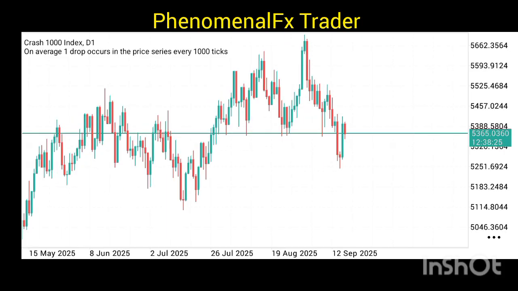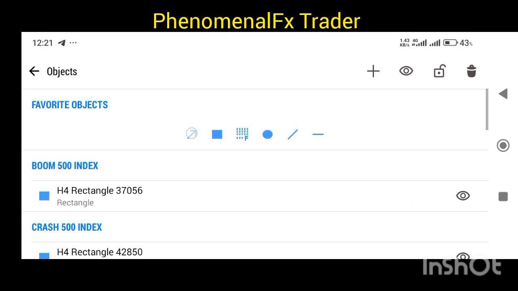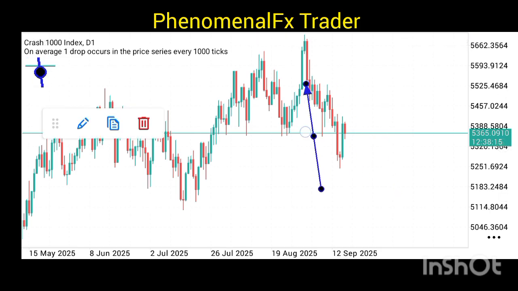All right, so we are going to analyze this pair here, crash 1000 index. On the daily time frame, you can see the market was bullish until we had the last high it created. This is the last break of structure we had. Then this is a change of character that happened in the market. So actually this is a retest on this zone. You can see this zone where the market had been buying from previously.